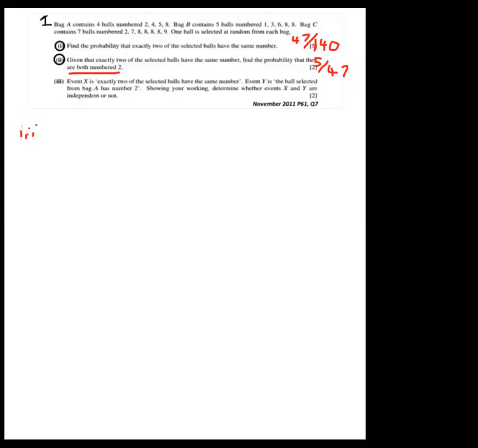In the third part, they're saying that event X is exactly two of the selected balls have the same number. So event X is that two of the selected balls have the same number. This is again what we found in the first part, the probability will be 47 upon 140. Then event Y is the ball selected from bag A has number 2. So from bag A, the ball has number 2. They're not saying anything about bag B or C.